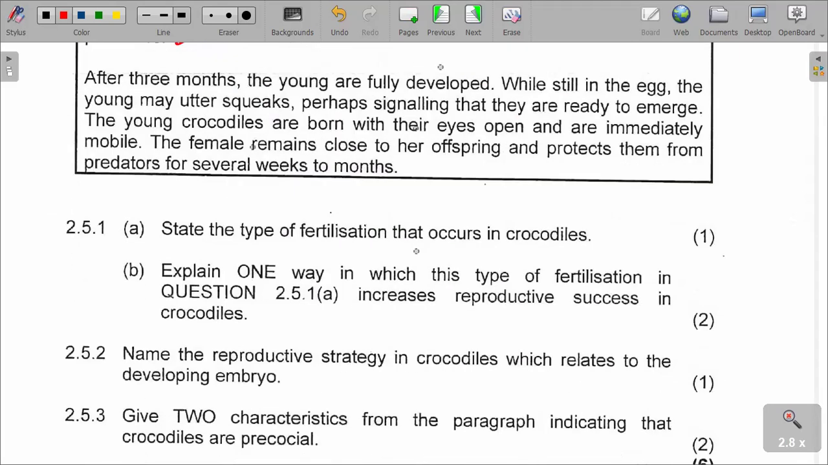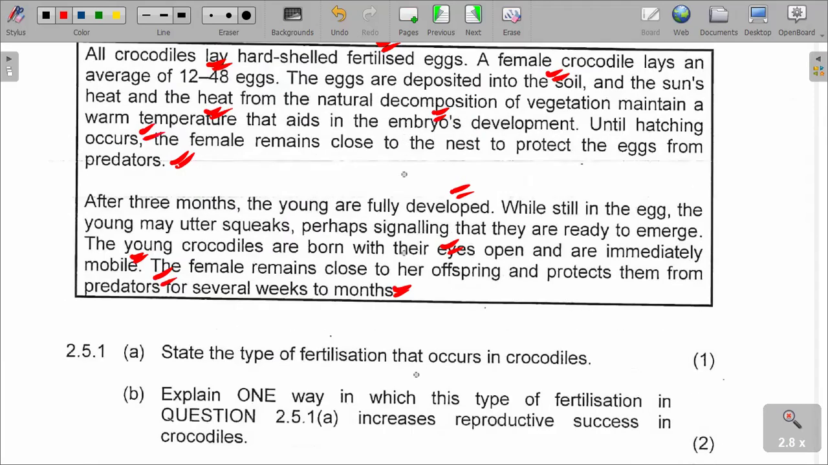After 3 months, the young are fully developed. While still in the egg, the young may utter squeaks, perhaps signaling that they are ready to emerge. The young crocodiles are born with their eyes open and immediately mobile. The female remains close to her offspring and protects them from predators for several weeks to months. That's the context we are given here.